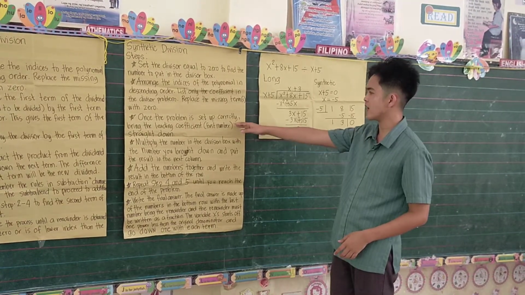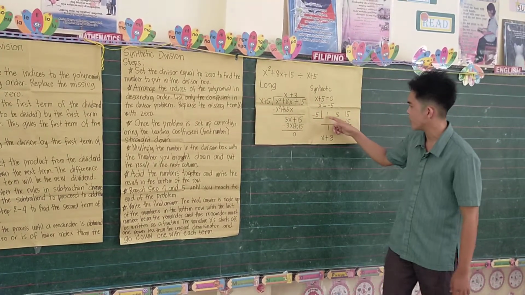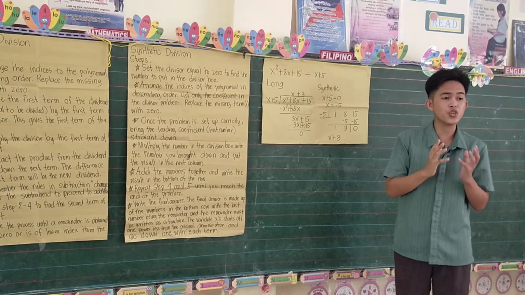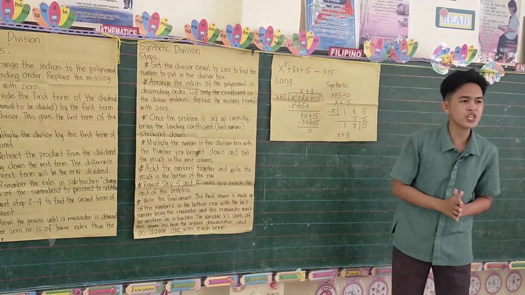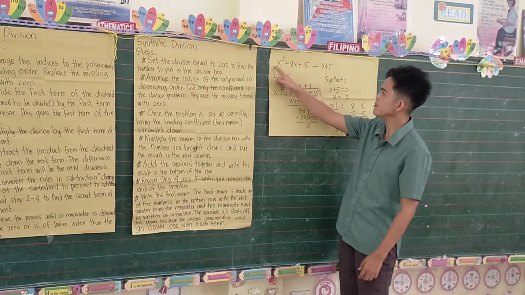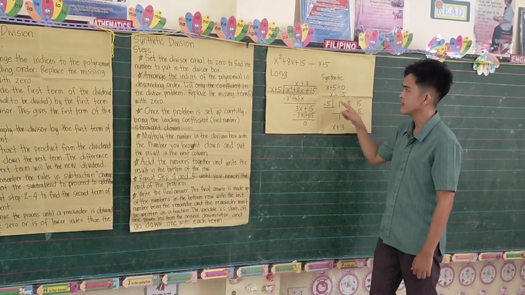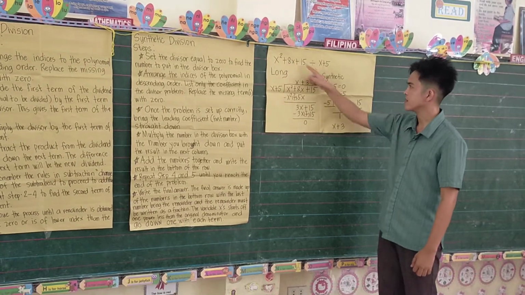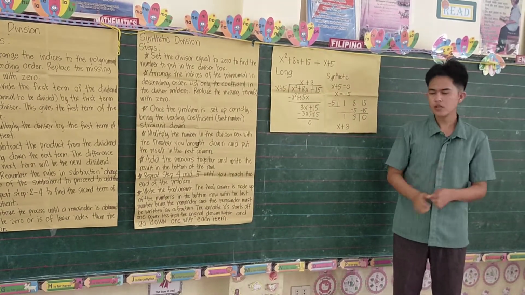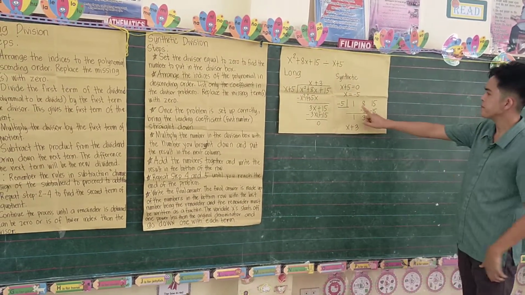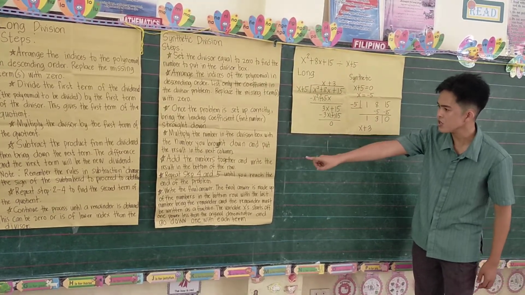Once the problem is set up correctly, bring down the coefficient straight down. In synthetic division, you just use the coefficients of the dividend. What are those coefficients? The numbers. What is the coefficient of x squared? 1. How about the second term? 8 and 15. If there is a missing term, you write 0. Understood? So bring down 1. The next step is to multiply.